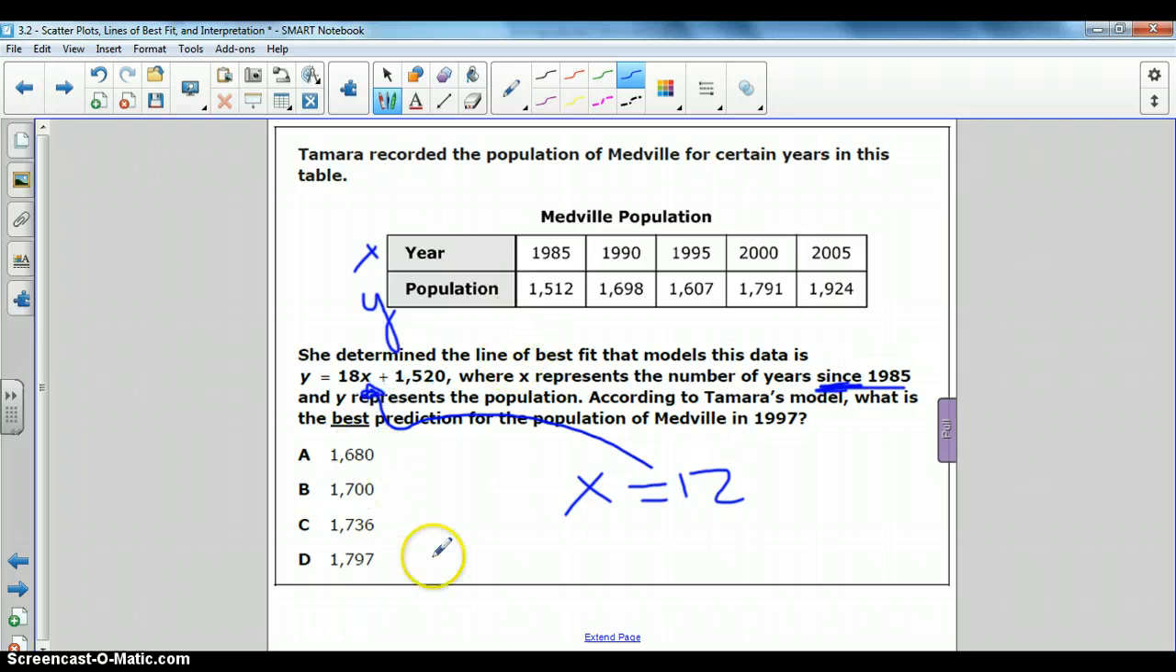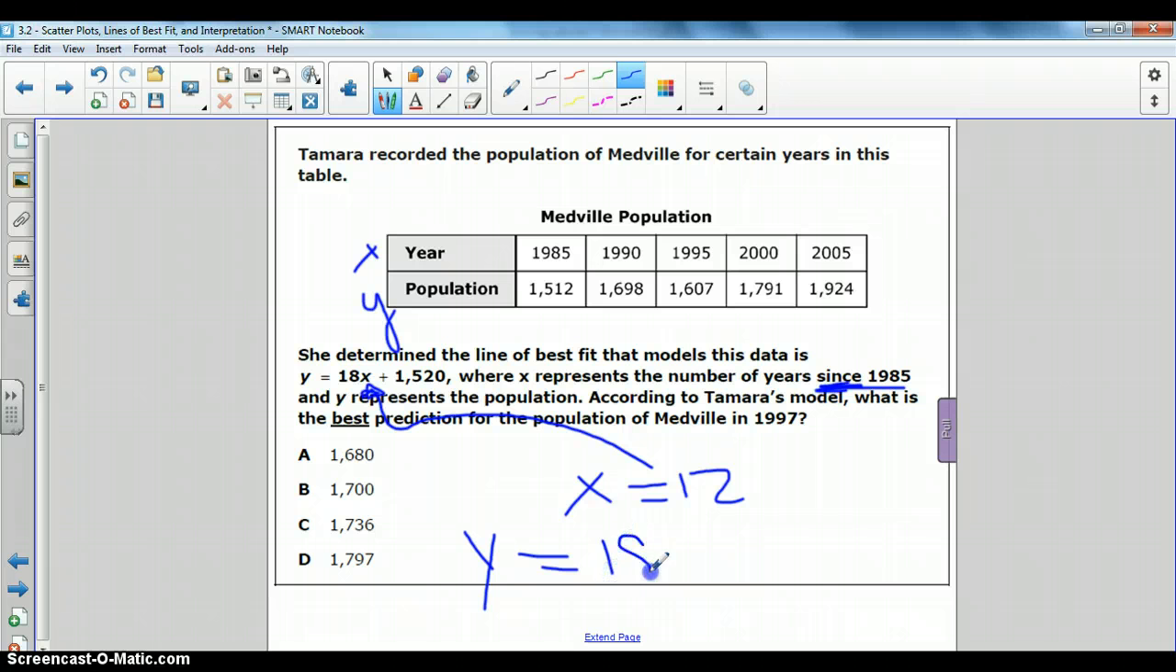Thinking back on that scatter plot in the first one we went over, we have all these points, and then she comes up with a line that best gets all of those points, and this is the equation for that line. Using this equation that tries to get all the points, what would we think the population would be in 1997? But this is since 1985. So we need to do 1997 minus 1985 and then pop that in.